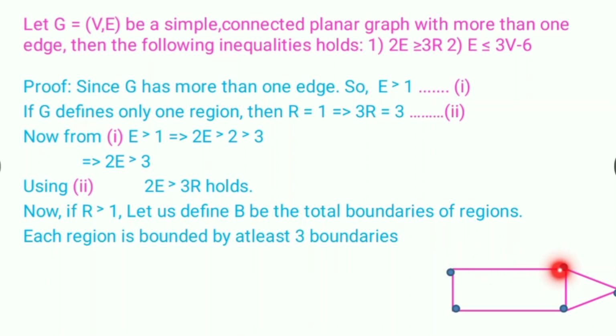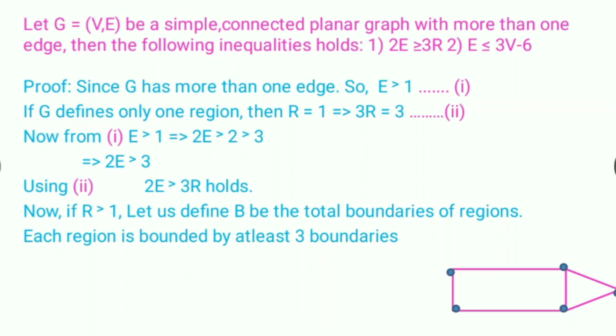So if I have this graph, and for this region I count the number of boundaries, there will be 1, 2, 3, 4. For this region, if I count the number of boundaries, it will be 1, 2, 3. So 4 plus 3, 7. And for the infinite face, if I count the boundaries, 1, 2, 3, 4, 5. So 4 plus 3, 7 plus 5, they are 12 in number. So the number of boundaries is 12.